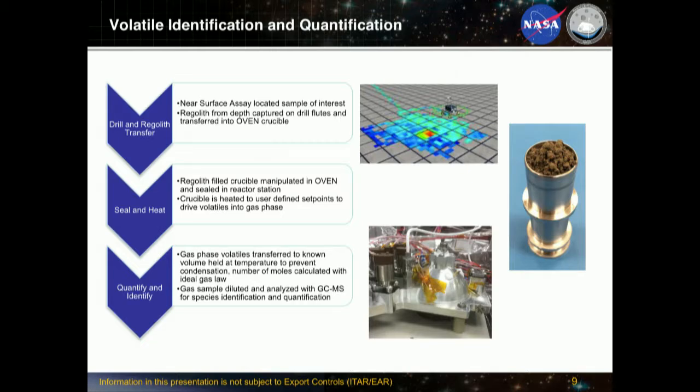All right, so I'm going to breeze through this real quick. This is how we're doing volatile analysis, identification and quantification. After we do the near-surface assay and locate the sample of interest, we transfer the regolith into the oven seals, it heats it up, and then that gas is transferred into what we call the surge tank, which is about 100 cc volume. We know the volume, we know the temperature, we use PV equals nRT, the ideal gas law, to figure out how many moles are there. It's a very simple approach to quantifying. Once we know how many moles of gas are in there, we analyze it with the GCMS so we know what percentage is water versus other components.